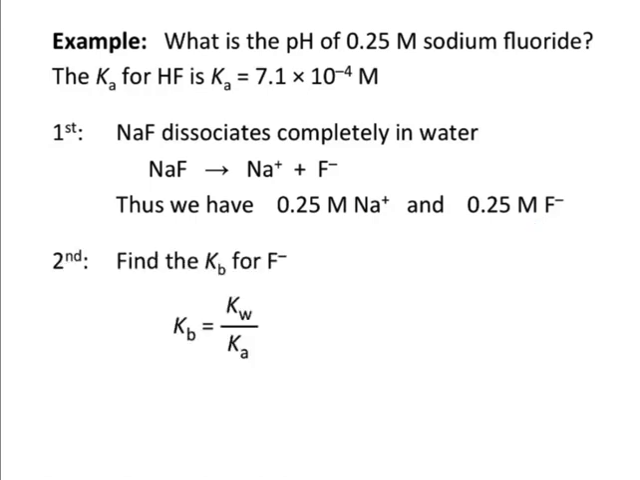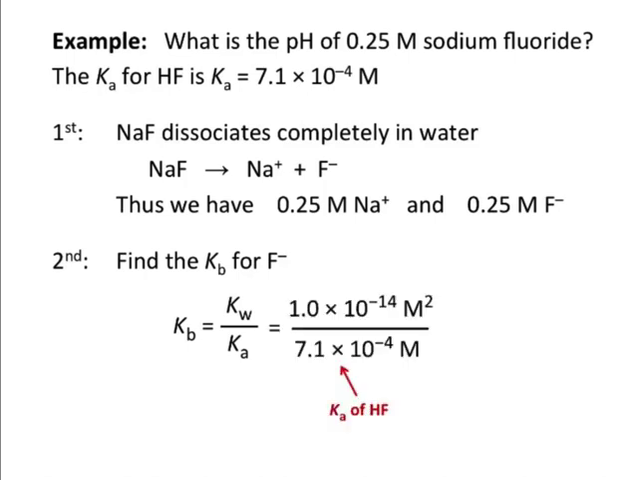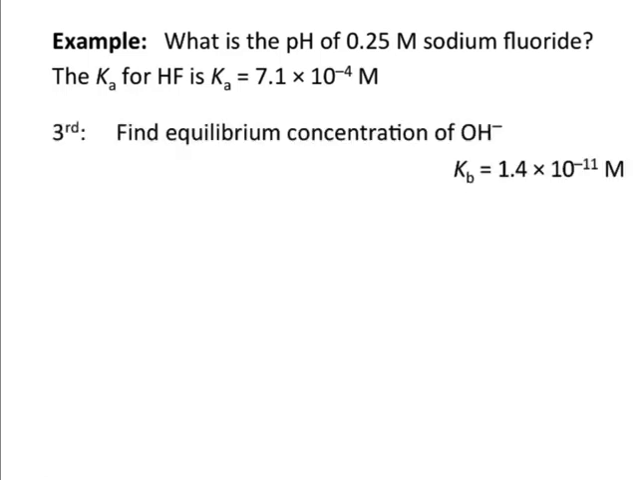We did this math on a previous slide, but I want to put it here just to remind you that you'll have to do this math when you do the problem. So here's the Ka of HF. Kw divided by Ka gives you Kb. Okay, now we have Kb, and it's off to the races.